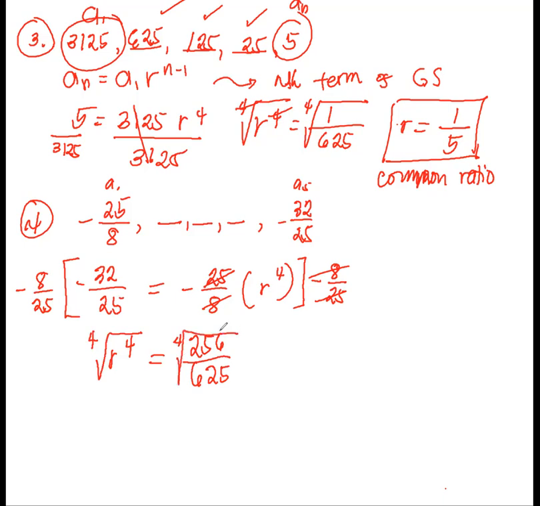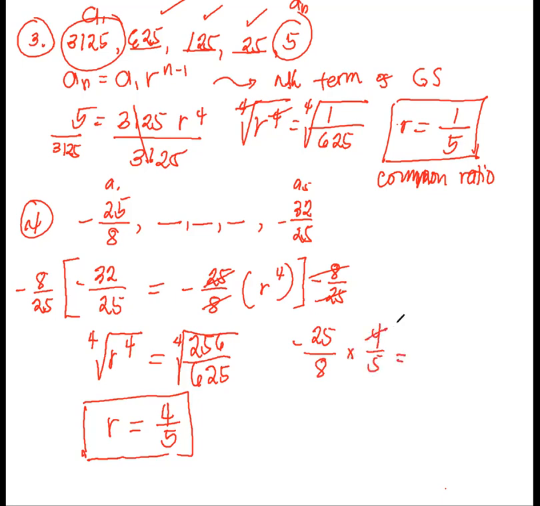So pag kinuha mo yung fourth root, you may use your calculator or pwede rin naman na isipin nyo na lang if kabisado nyo yung mga roots. So we have here 4 over 5. So ito yung i-multiply natin for us to get the next terms. So mag-multiply na tayo. We have negative 25 over or divided by 8 times 4 over 5.